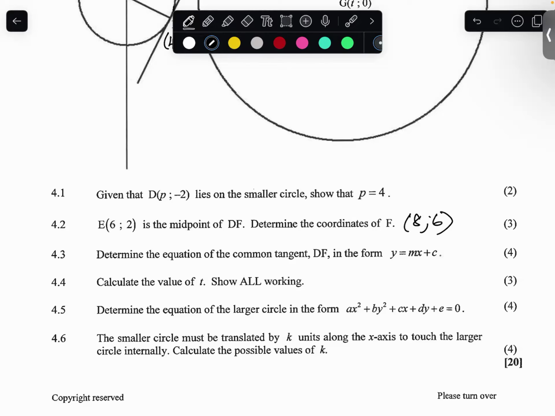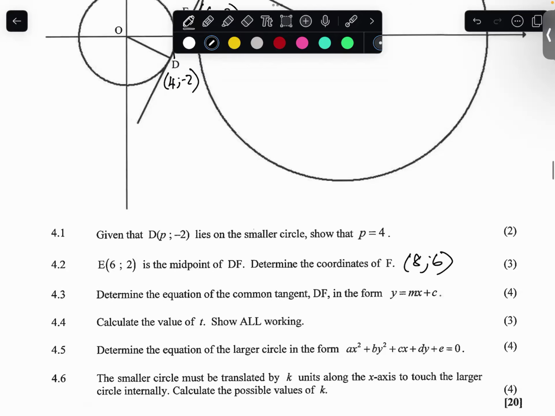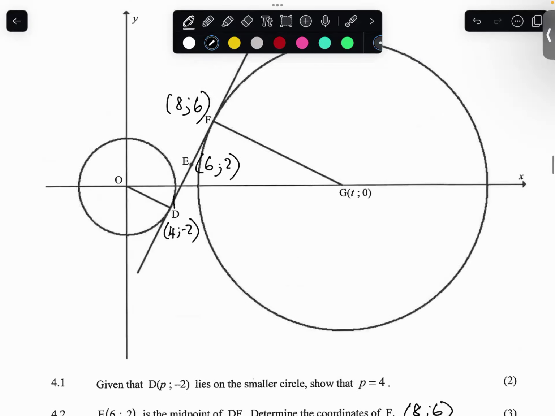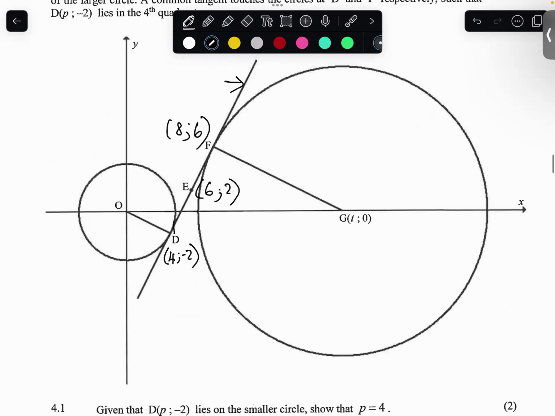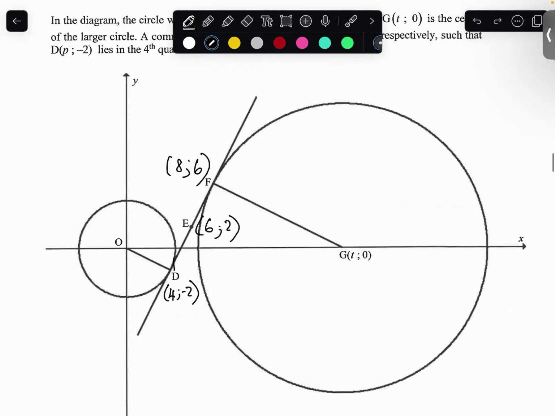Next question. It says, determine the equation of the common tangent DF in the form y is equal to mx plus c. They want the equation of the straight line. Remember, we need the gradient and a set of coordinates. It's as simple as that. We're going to go gradient of that line. You can use any of these two, it doesn't matter. I'm going with these two. So y2 minus y1 over x2 minus x1. That gives me 6 minus 2, which is 4 over 2, which gives me 2. So the gradient of that line is 2.